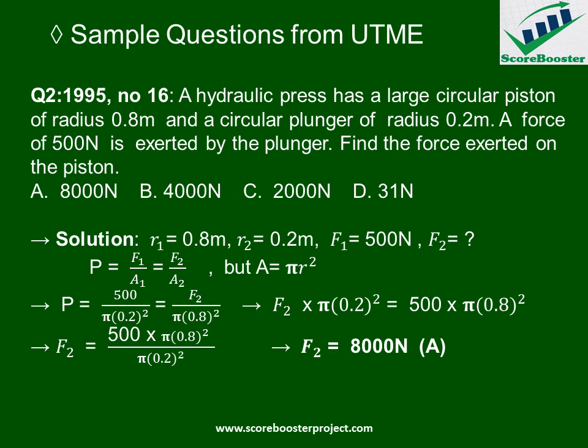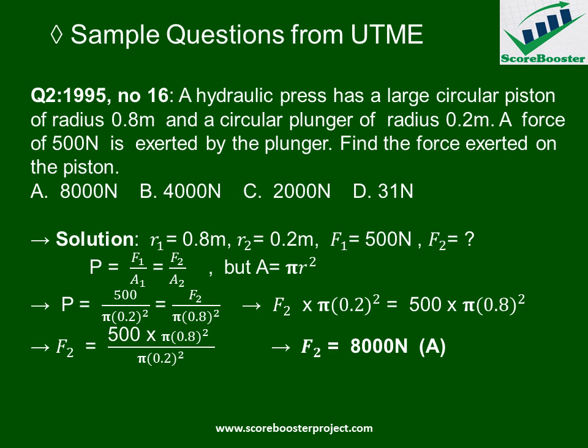So in this case, the area of the plunger will be pi times r square, which is 0.2 square. So therefore the pressure will be equal to 500 over pi 0.2 square, which will be equal to the force of the larger piston over the area, which will also be pi 0.8 square. So we can cross multiply.